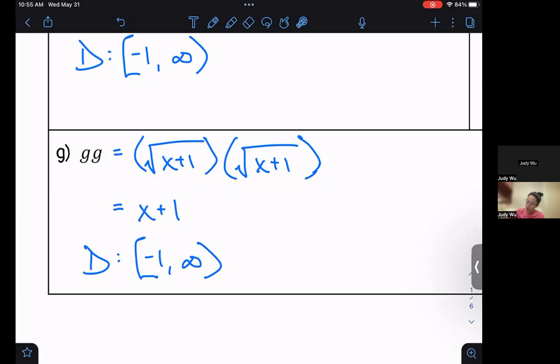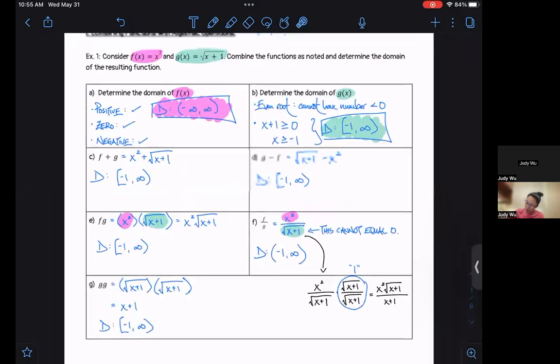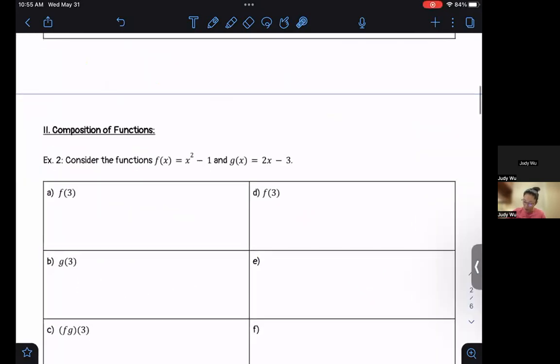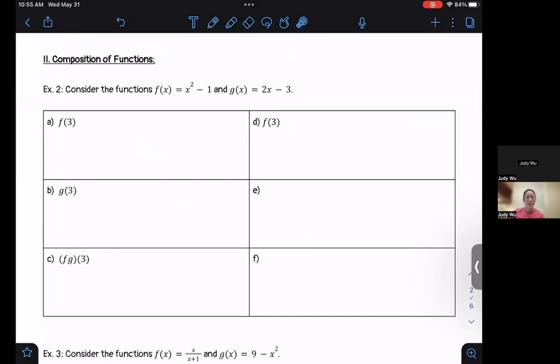All right, so let's zoom on out. We could see this whole question right here. But this was a nice little review, hopefully, on what it means to add, subtract, multiply, and divide functions. All right. So now let's go ahead and move along to something called compositions of functions. We're going to take a look at 2 examples here and then see where this goes.